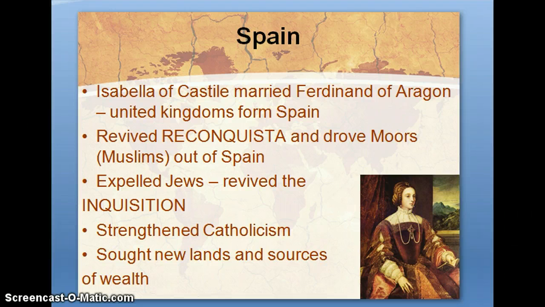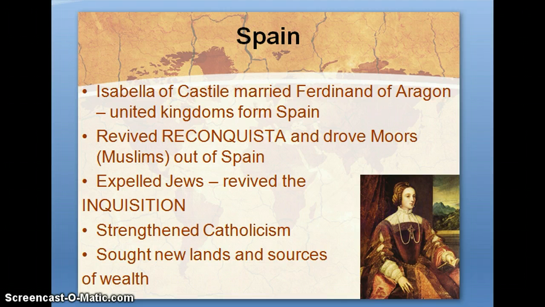However, Isabella and Ferdinand are going to strengthen Catholicism. They are going to then get the blessing of the Pope and seek new lands and sources of wealth. Remember, they lost their merchants from the Reconquista and the Inquisition, so they need some more wealth. That leads us directly into Christopher Columbus, who we're going to talk about later.